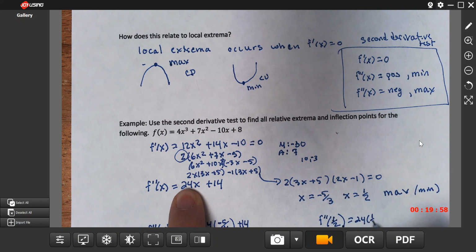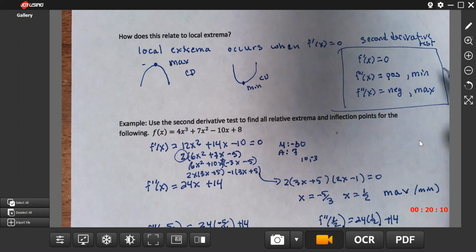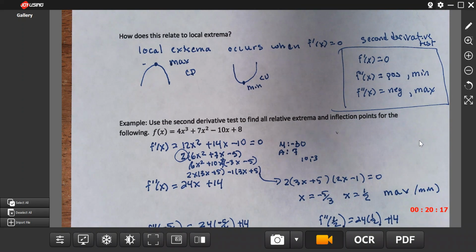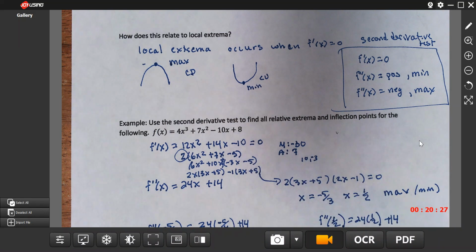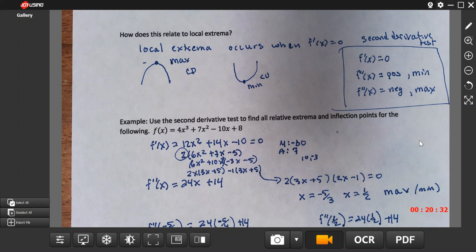So 24 times 1/2 plus 14. So that gives me 12 plus 14, which is 26, which is positive. So that tells me, since it's positive, I get a local minimum. So I know I have a minimum at x equals 1/2. And to find the y-coordinate, I plug the 1/2 into the original function. And I'm going to do that on my calculator. And I find that that's 5.25.